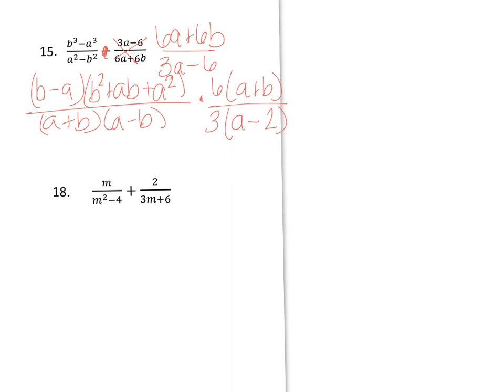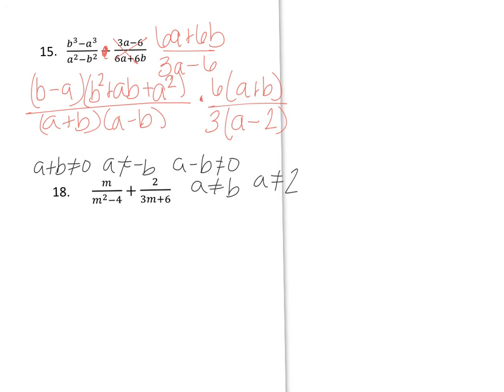We have to take a plus b cannot equal 0, so a cannot equal negative b. That's not going to be on the test. A cannot equal b, because if I take a minus b equal to 0, it can't equal 0, so a cannot equal b, and a cannot equal 2. So those are our domain restrictions.